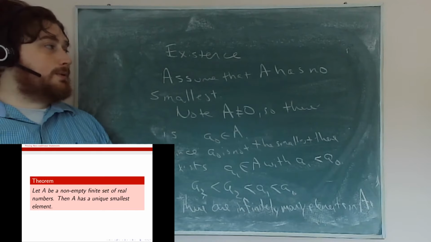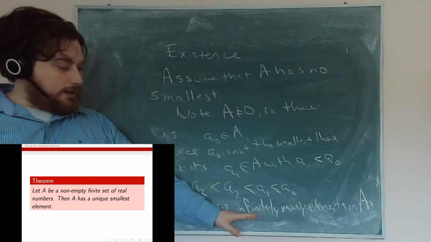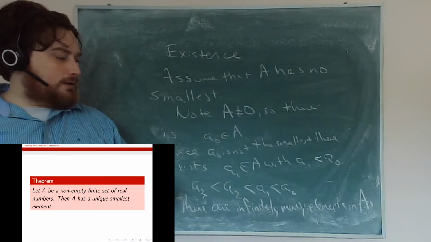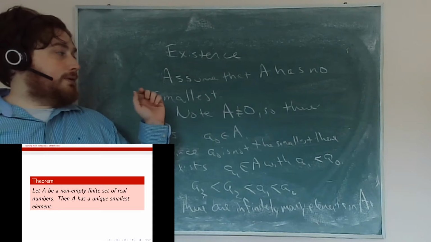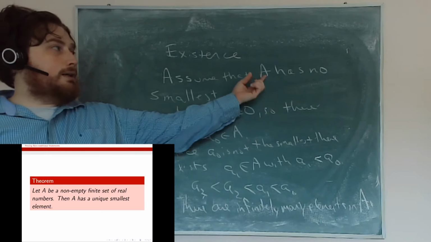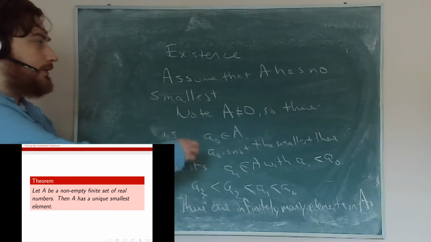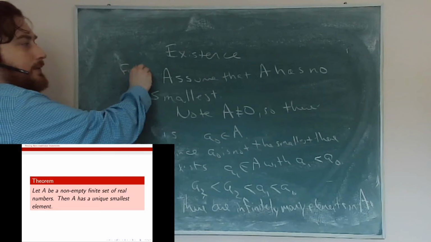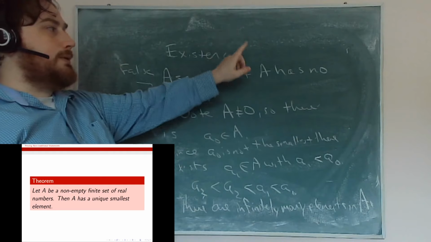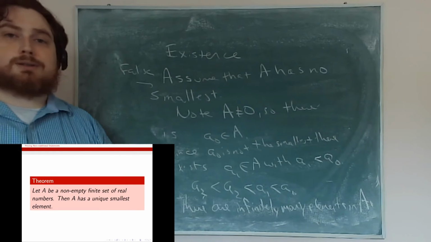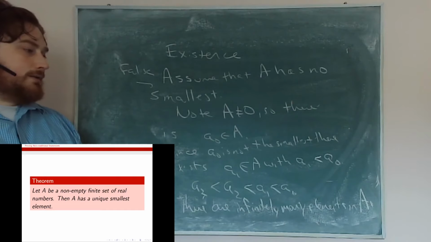Well, that can't be the case. Why not? Because we decided A was finite, or that's what we assumed, right? So what we get is that A is both infinite and finite. Hence, we have a contradiction, because it can't be both infinite and finite. Therefore, a non-empty finite set has to have a smallest element. So this statement is false, because we found a contradiction. So what we get is that a non-empty finite set A has to have a smallest element. Does that make sense to everybody?